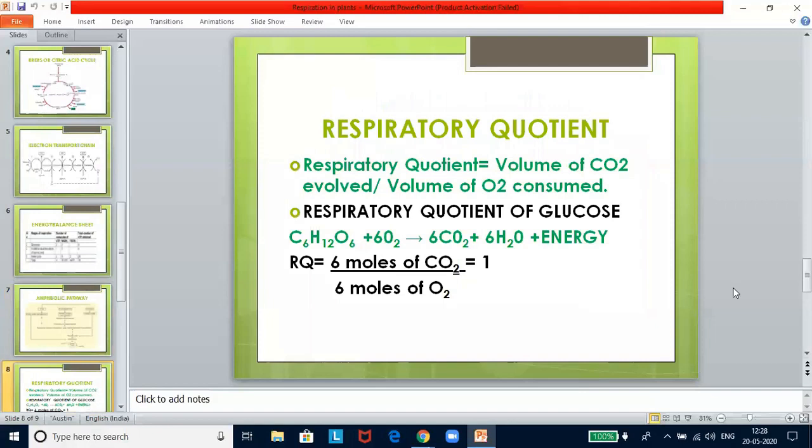Now let us look at the last concept, that is respiratory quotient. Respiratory quotient is equal to the volume of carbon dioxide evolved to the volume of oxygen consumed. Now let us look at the respiratory quotient of glucose. C6H12O6 plus 6O2 giving 6CO2 plus 6H2O plus energy. Here it is a balanced equation. Respiratory quotient is defined as the volume of carbon dioxide evolved, so here it is 6 moles of carbon dioxide, to the volume of oxygen consumed, which is also 6. So 6 by 6 is equal to 1.